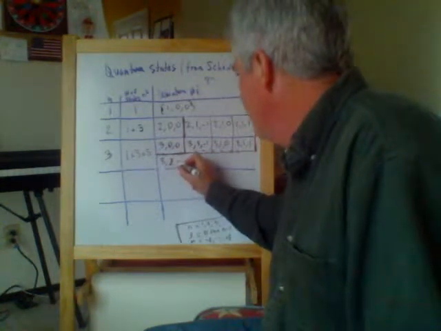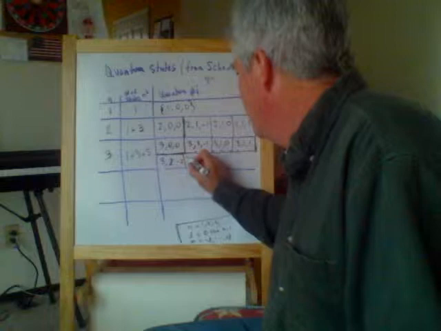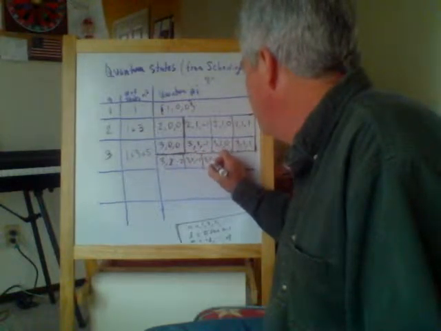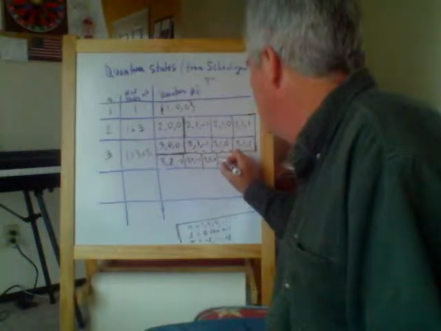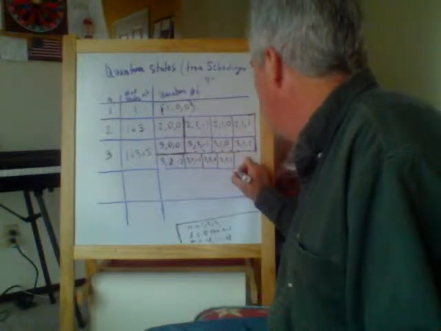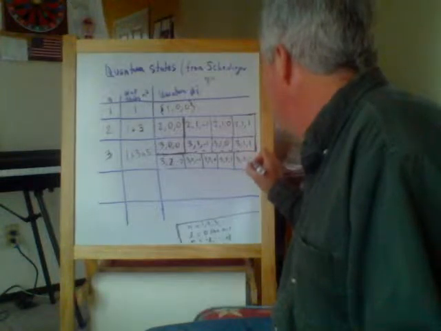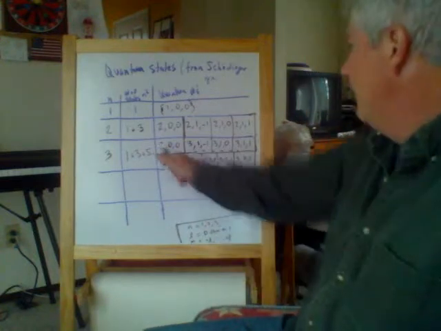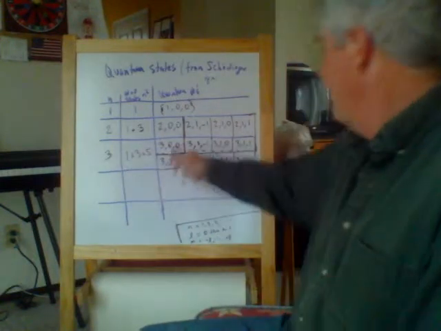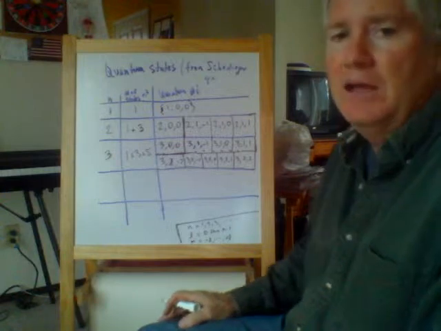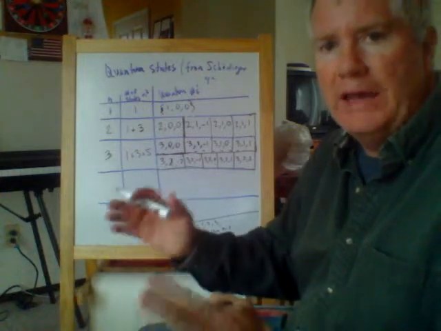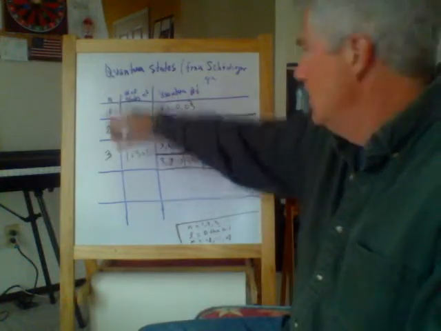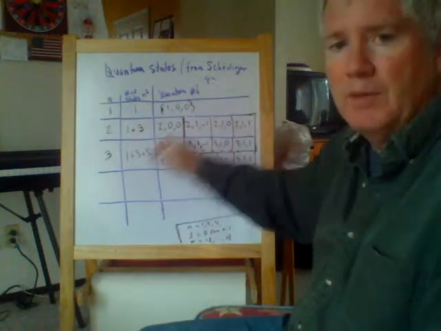So we got 3, 2, -2 is one of them. 3, 2, -1 is the second one. 3, 2, 0 is the third. 3, 2, 1 is the fourth. Finally, 3, 2, 2 is the fifth. Okay. So sure enough, for n equals 3, there are 9 orbital states, quantum energy states, discrete states, that are possible that have the quantum numbers like this.